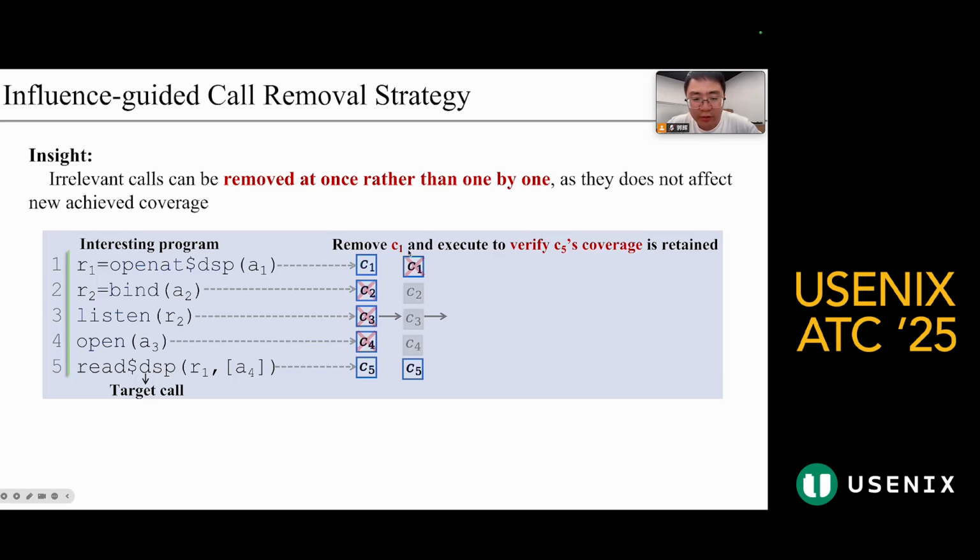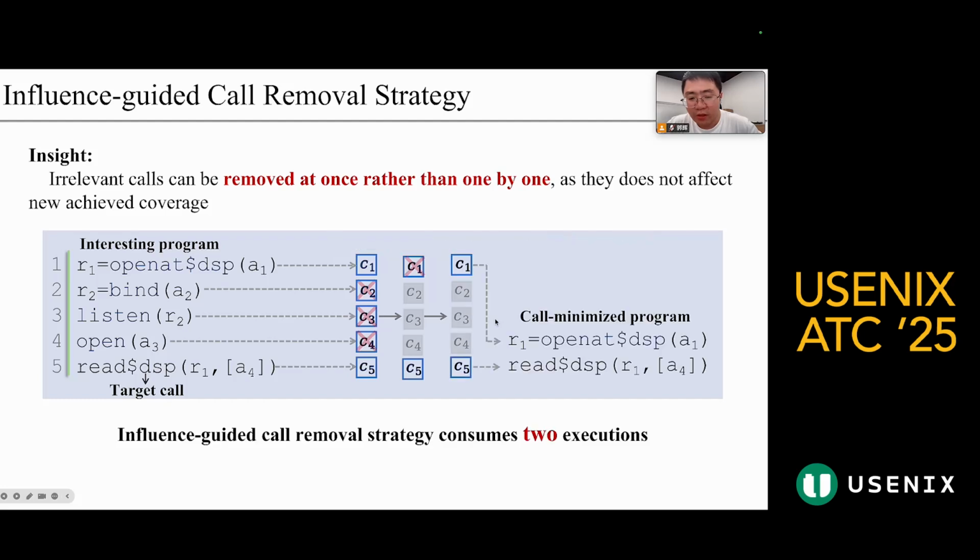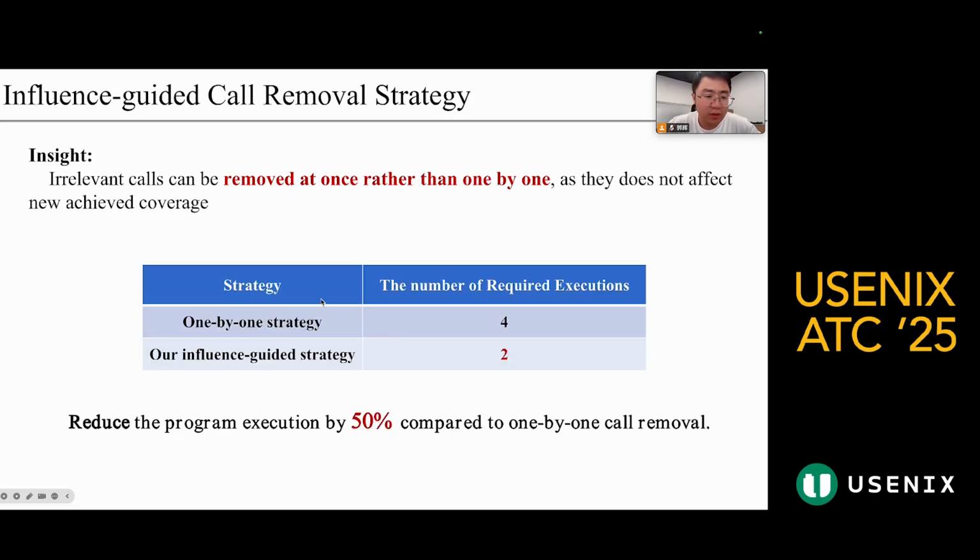Then, we attempt to remove call 1 and execute to verify call 5's coverage. Assuming this attempt fails, the final program has two calls. So, the influence-guided strategy only consumes two executions to minimize the irrelevant calls. Compared to the one-by-one strategy, our influence-guided strategy can reduce the program execution by 50%.